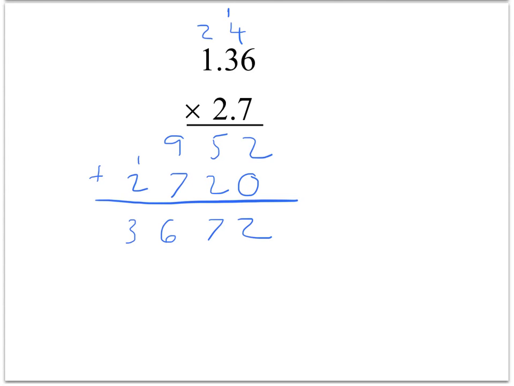Now the next step is to move the decimal point over an appropriate number of places. So what's the appropriate number? Well, we determine the appropriate number by counting the number of digits we have to the right of the decimal point in our two factors. So here we got 2 and here's 1, so we got a total of 3. So that means we're going to move our decimal point over 3 places, so 1, 2, 3, and so there's where we put our decimal point. So there's our answer, 3.672. So that's how we multiply decimals.